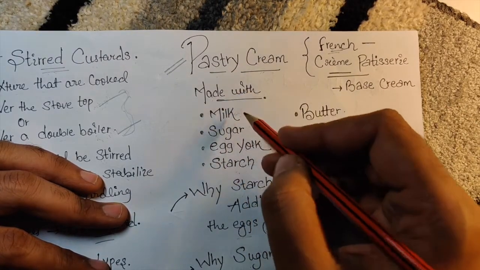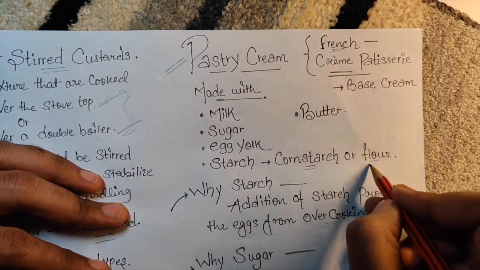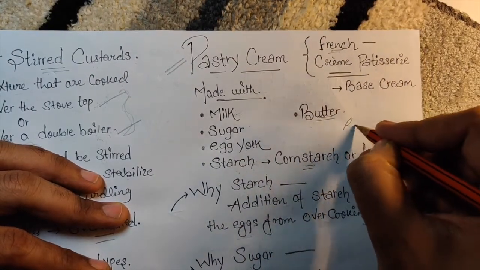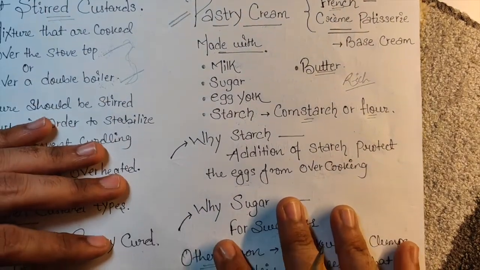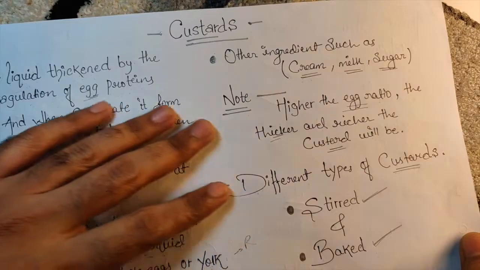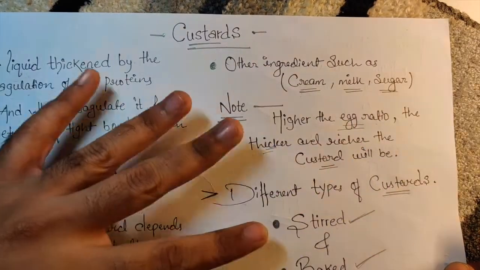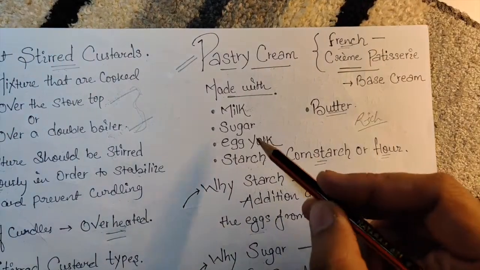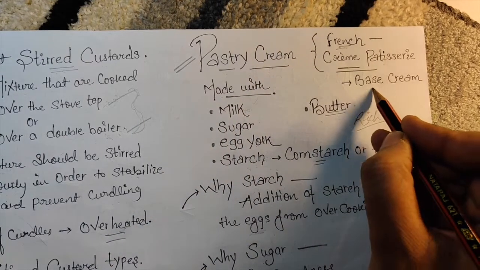So the pastry cream is made from milk, sugar, egg yolk and starch. Starch means cornstarch, or we can use a bit of flour, and absolutely butter, rich. Let's go through each ingredient. Before that, I want to explain that this is all about the custard making process, where we generally use cream, milk and sugar. But for pastry cream, these are the ingredients we generally use to make a perfect crème pâtissière, a base cream.